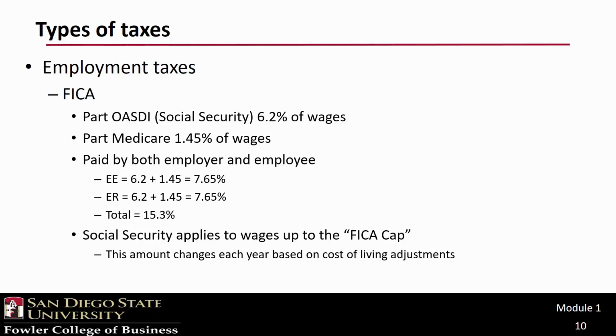The Medicare tax, on the other hand, has no such cap. It is also a two-part tax with 1.45% each coming from the employee and the employer. Thus, the total tax rate is 15.3% on wages up to the FICA cap, and then 2.9% on wages above that amount.